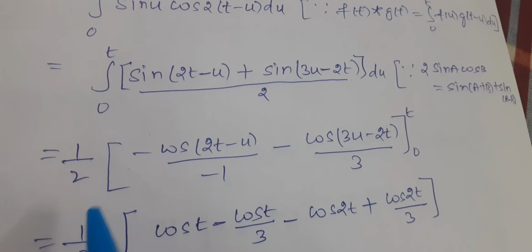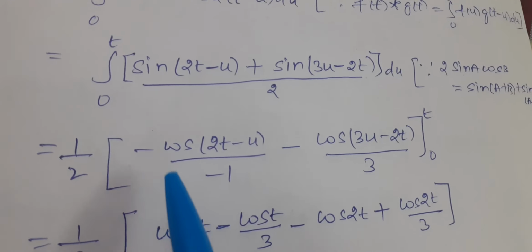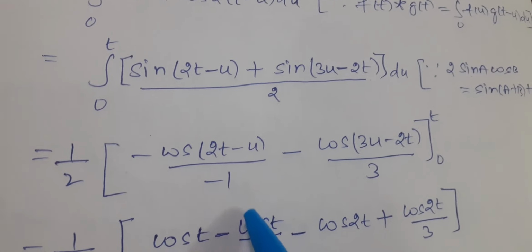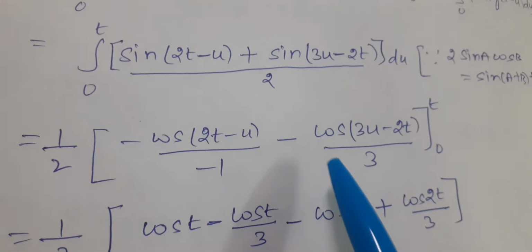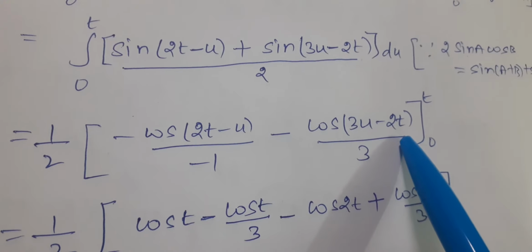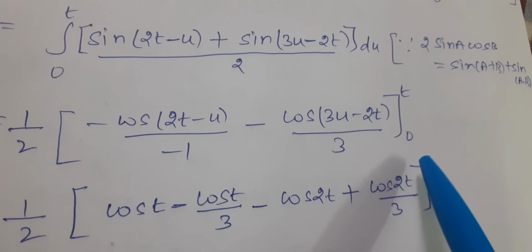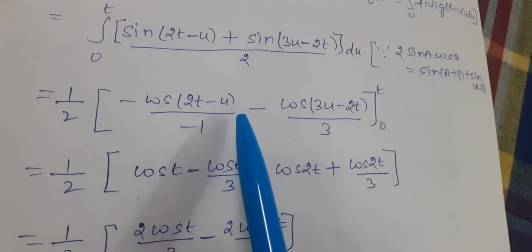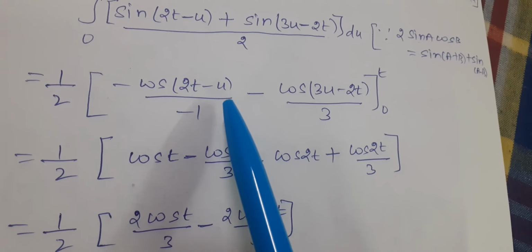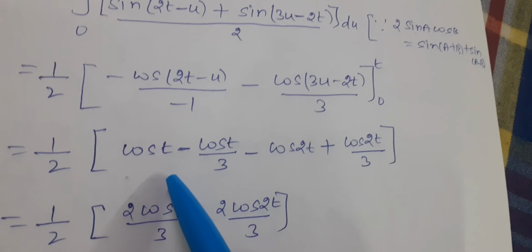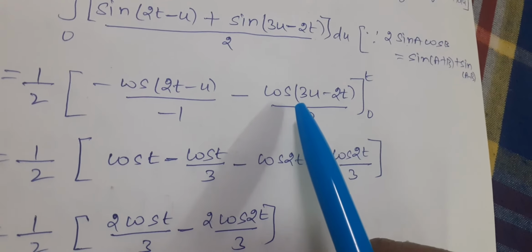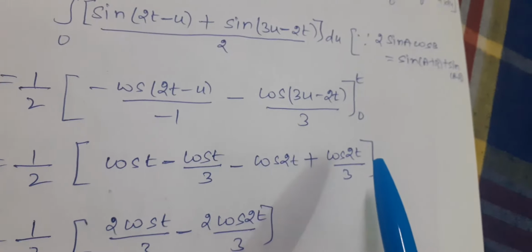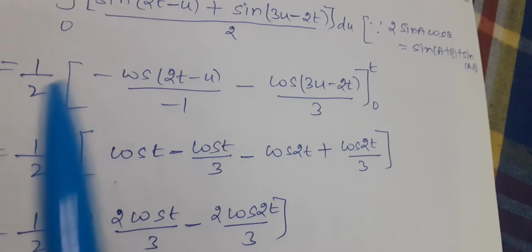So I am taking 1 by 2 outside. Sin integration is minus cos. So minus cos of 2t minus u, divided by u coefficient, which is minus 1. Here sin integration is minus cos of 3u minus 2t, divided by u coefficient, which is 3. So applying upper limit and lower limit: upper limit is t, lower limit is 0. Here 1 by 2. Upper limit you are substituting t, means 2t minus t is t. So you are getting minus minus plus cos t. And then here I am applying upper limit, means 3t minus 2t is t, so minus cos t by 3. Lower limit when I am substituting, minus minus plus, lower limit 1 minus.